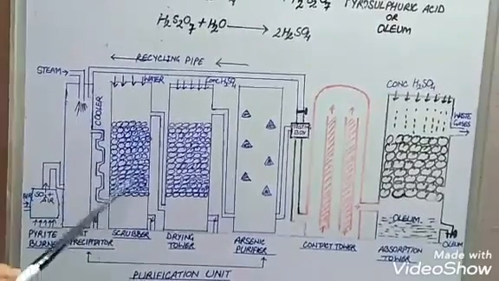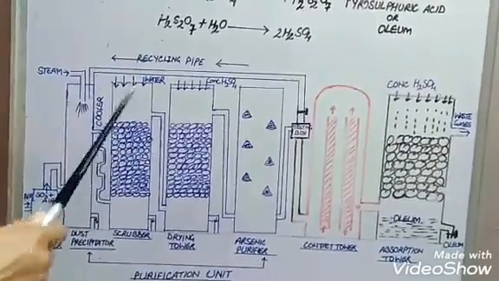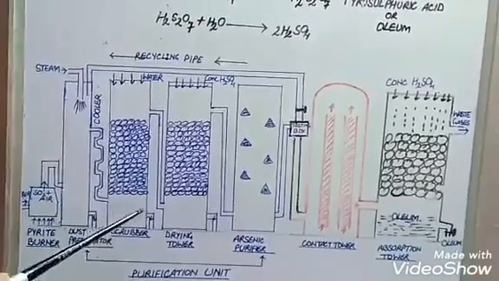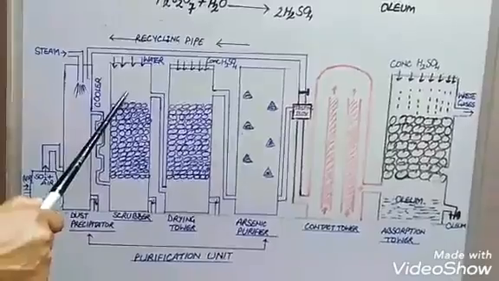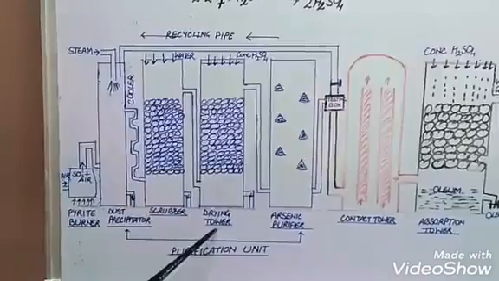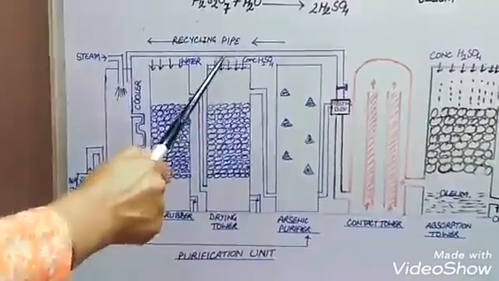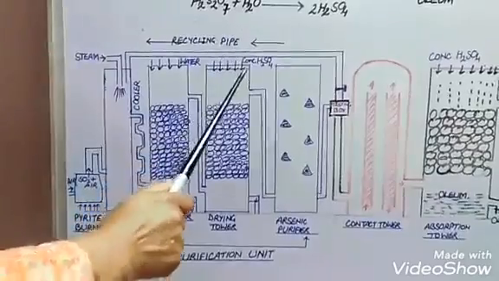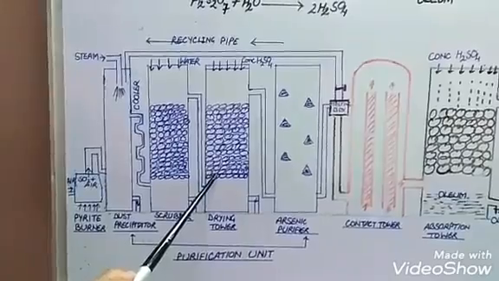Scrubber is filled with quartz pieces, and from the top water is added to it. Here water dissolves all impurities which are present there, and these impurities settle at the bottom. Gases free from these impurities are passed into the next unit which is called drying tower. Drying tower is also filled with quartz pieces, and from the top concentrated sulfuric acid is added to it. Here concentrated sulfuric acid acts as a dehydrating agent.